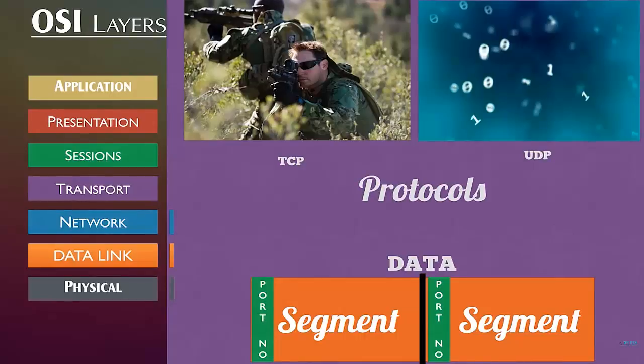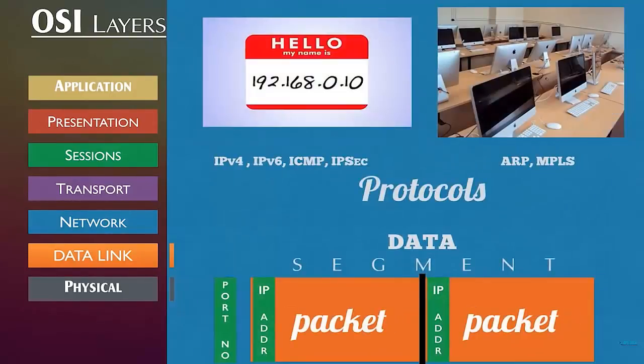Let's go to the next layer, which is the network layer. In the network layer is where your IP address comes into the picture. That is why routers are all layer 3 devices, because routers deal with your IP address, and that helps in routing the data to a particular computer on the network. Popular protocols are IP version 4, version 6, ICMP, IPsec for VPN connections, ARP and MPLS. Here the data segment is divided into packets and the IP address of that particular computer is attached to that packet. The data in the network layer is called packets.